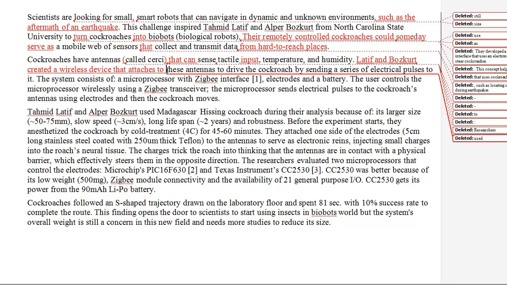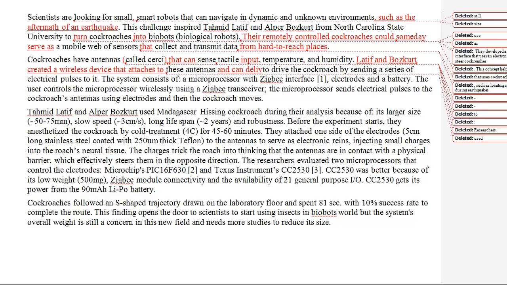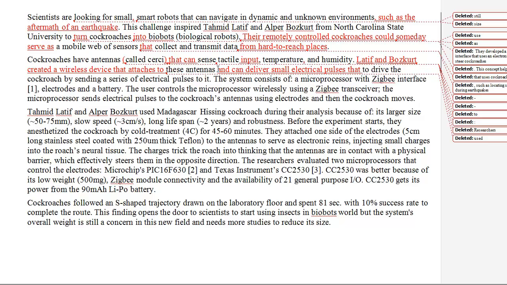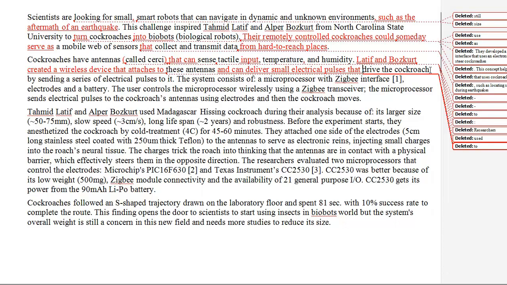So these are wireless devices that actually attach to the antenna. So let's get that early in the piece so that the reader has a very concrete picture of what's going on here. And can deliver small electrical pulses that drive the cockroach. So this is kind of a high-level summary of what their device does.